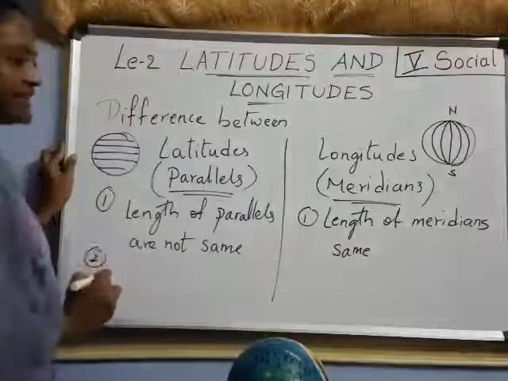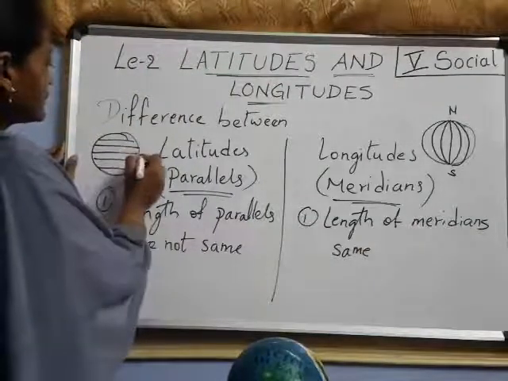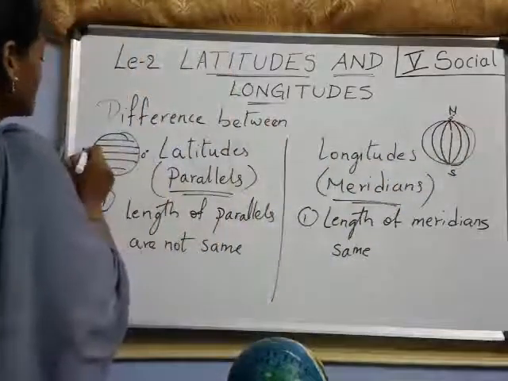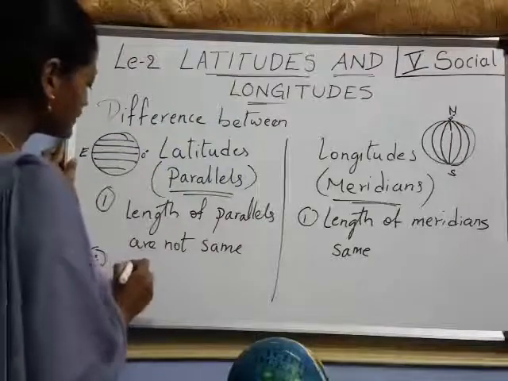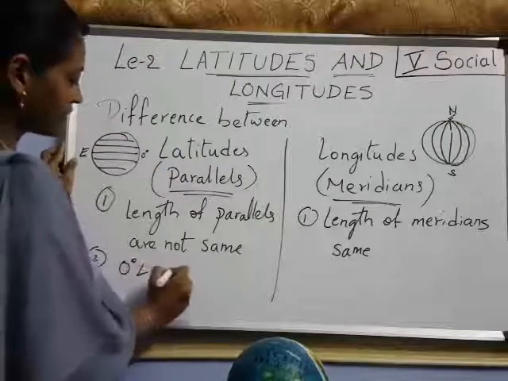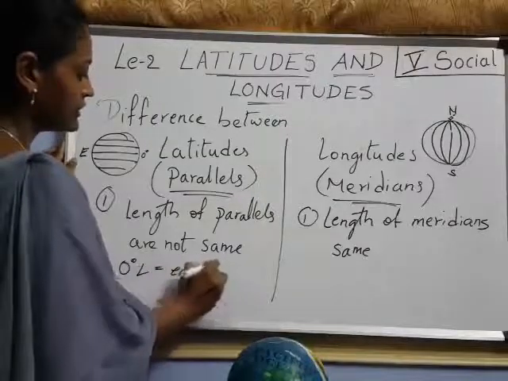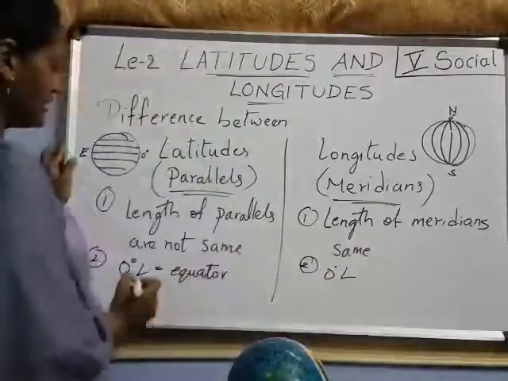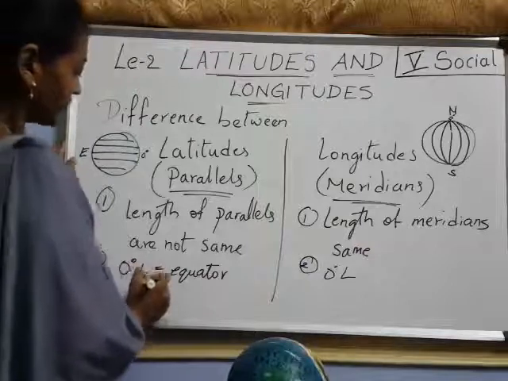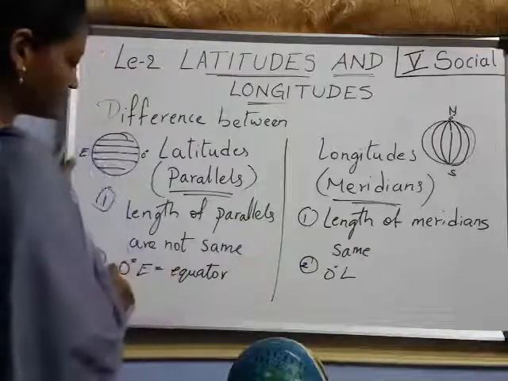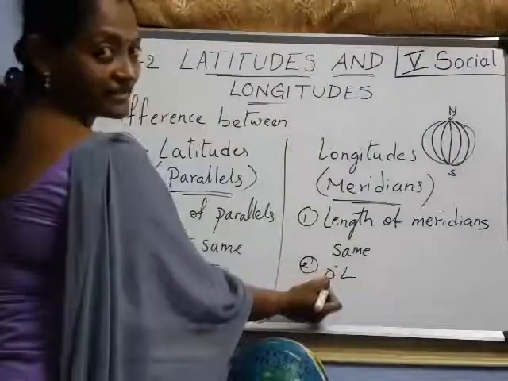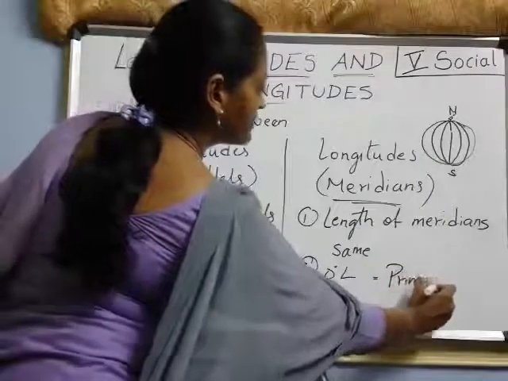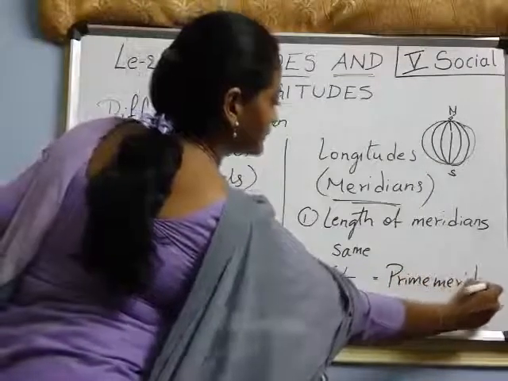Next, coming to the second difference. This is 0 degrees and here this is 0 degrees, the middle line, right? And here we call it the equator. So 0 degrees latitude is called the equator. What do we call? Equator. Here 0 degrees longitude, we can write like this. Latitude means L, like this, 0 degrees L. Longitude means 0 degrees E, like this, and it is called the prime meridian. What do we call? Prime meridian. Right, children?